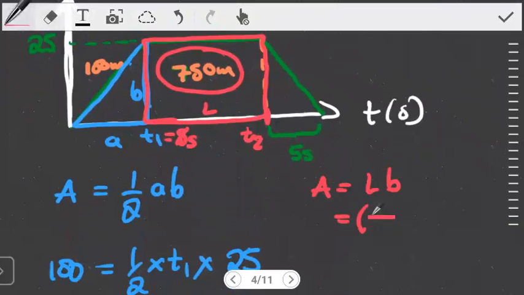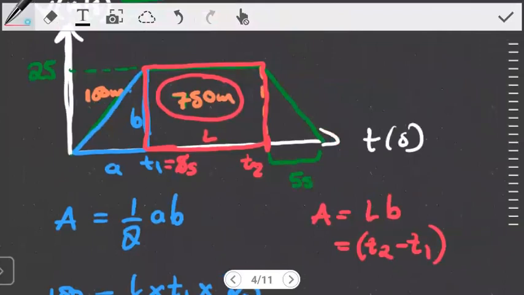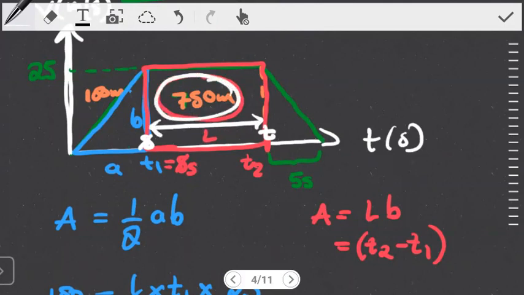We can try to say this is T2 minus T1. Notice what T2 minus T1 is. Let me just use a different color here. So it's like I'm saying here the time is 8. If I know the time here, I'm just saying this is t. The difference between t and 8 will give me the time that will last between these two points, the time it will take to cover that 750.